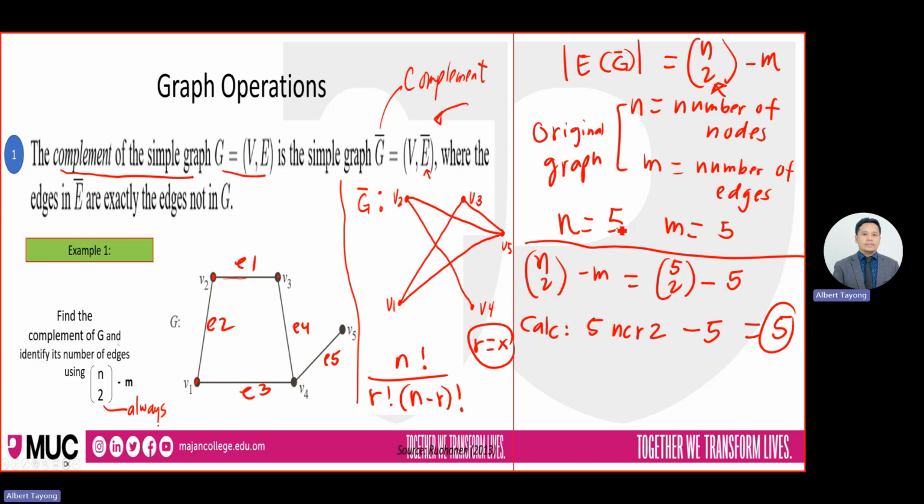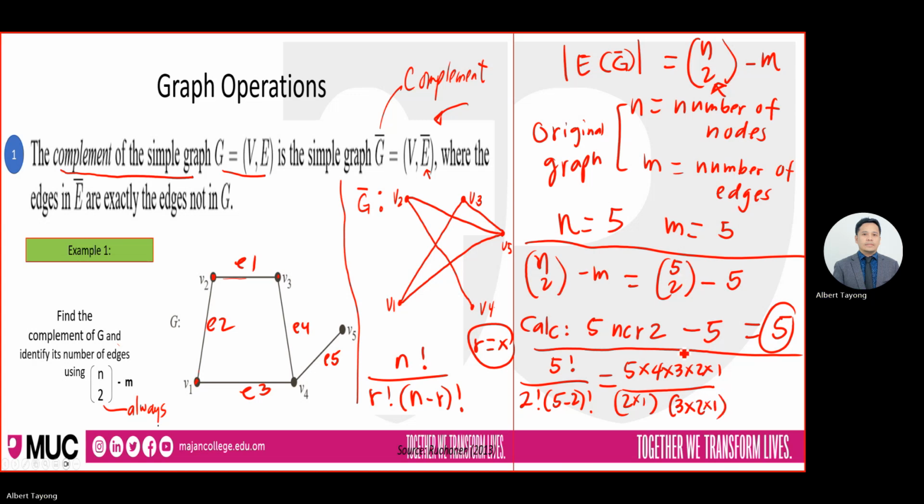Okay, so using the formula, this will become 5 factorial over 2 factorial times the quantity of 5 minus 2 factorial. So 5 factorial is 5 times 4 until 1, over 2 factorial, which is 2 times 1. And this one is 5 minus 2 factorial, that is 3 factorial, or 3 times 2 times 1. So this is deleted.